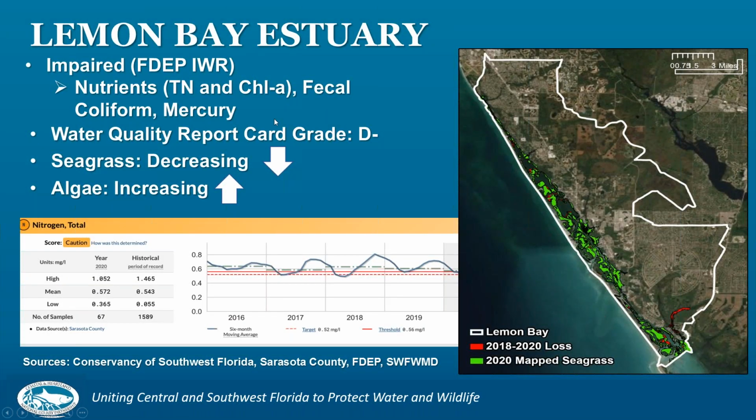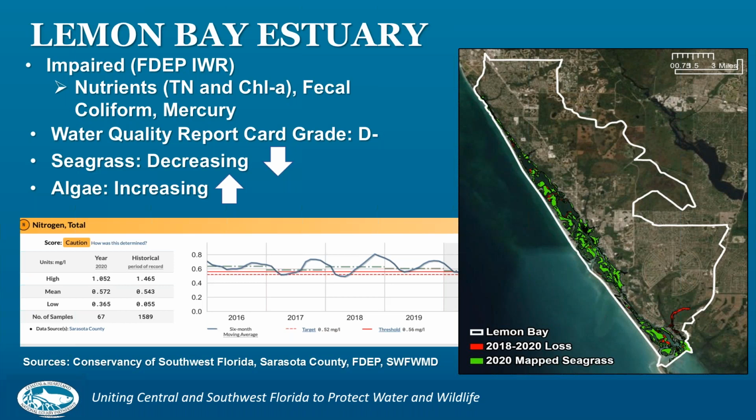Moving down through Lemon Bay estuaries, again, you see some increases in nutrients. You see nutrient impairments throughout this region. It doesn't have a great water quality report card grade. That's based on a number of different factors. I invite you all to examine that report as well from Conservancy of Southwest Florida.